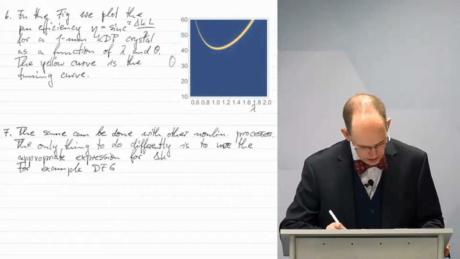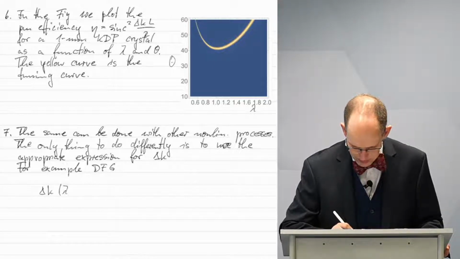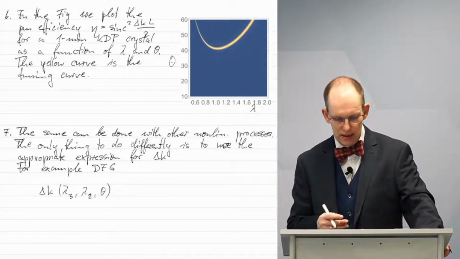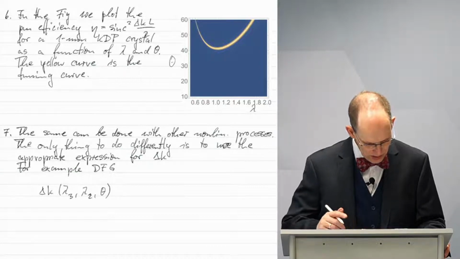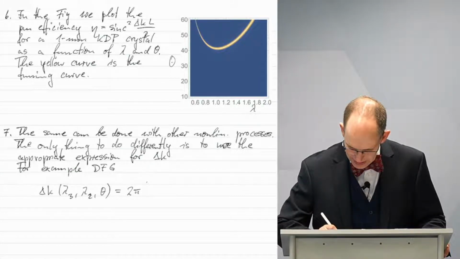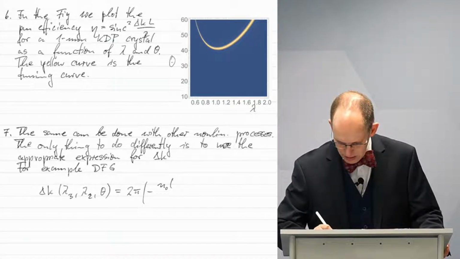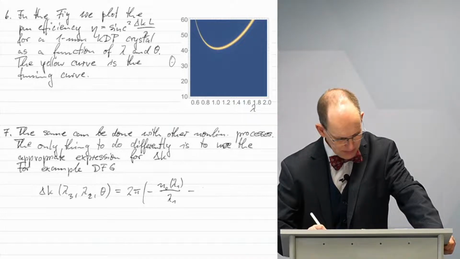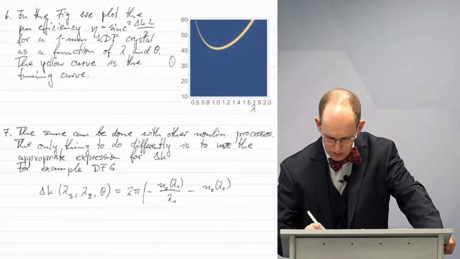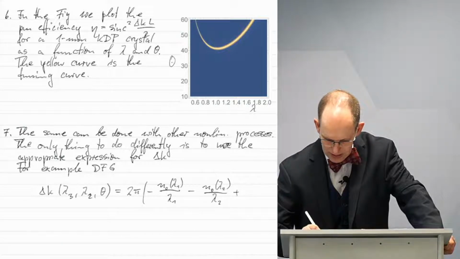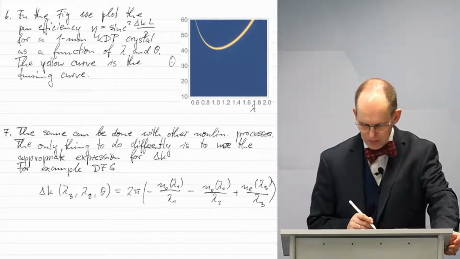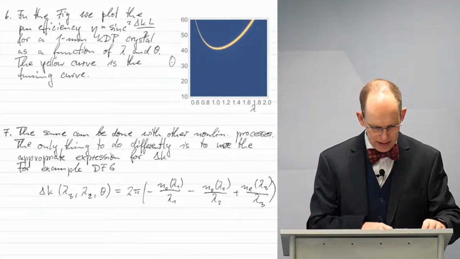For example, difference frequency generation, there we would write delta K of, say, lambda 3, lambda 2, and theta, where lambda 1 is then, of course, defined by lambda 3 and lambda 2. There we would write 2 pi and then the ordinary refractive index at lambda 1 divided by lambda 1. Yeah, so this is the phase. Then the same thing for lambda 2. And now plus the extraordinary index of lambda 3 divided by lambda 3. Right? Yeah, and then, as I said, we would do the same thing.